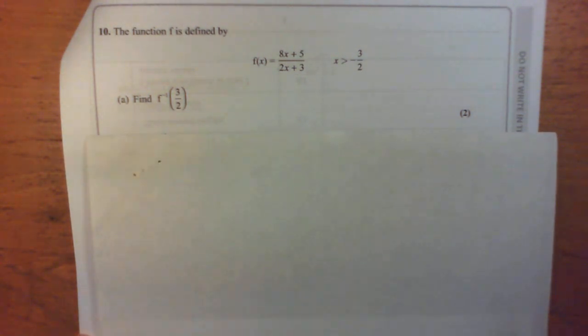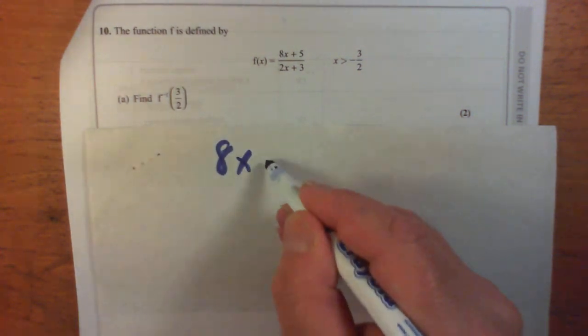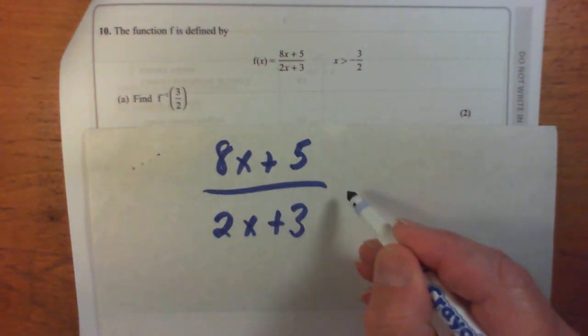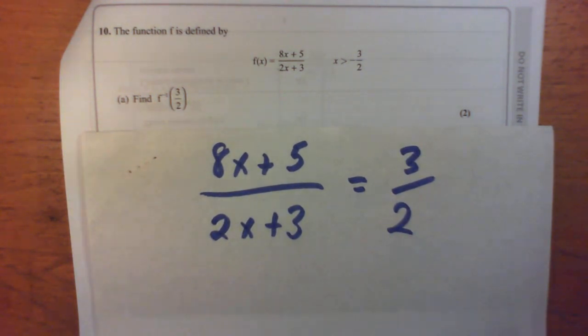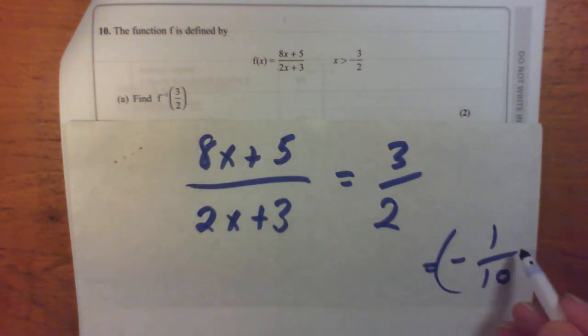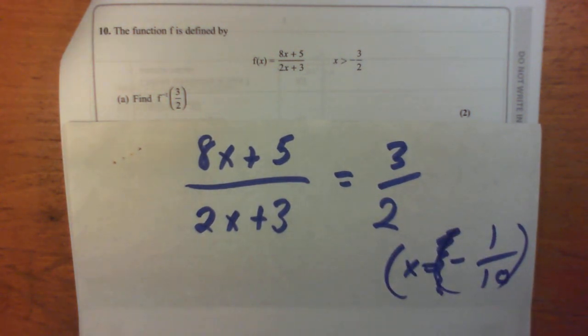Right, part A was done. Most people got the right answer here. They would take the inverse function of that particular function, and then just insert 3 over 2. But an alternative way of doing this, something for you to think about, is to say, okay, 8x plus 5, that's the original function, and then set that equal to 3 over 2. That would be a more direct way of doing it. And I think the answer came out as x equals minus 1 over 10.